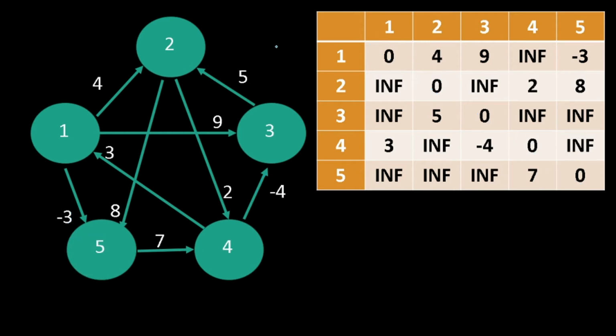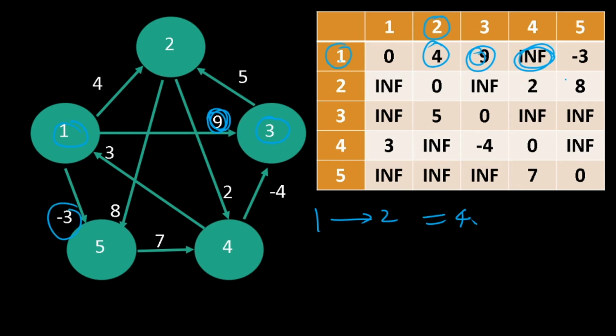What does this matrix illustrate? The matrix illustrates the direct distance between a node and another node. So what is the distance between 1 and 2? The distance between 1 and 2 is 4, so we have labeled 1 and 2 as 4. 1 is connected to 3 and the distance is 9, so we have labeled 9 here. 1 is not connected to 4. In fact, 4 is connected to 1, but 1 is not connected to 4, so we label it as infinity. 1 is connected to 5 with a negative distance, so we put it here.